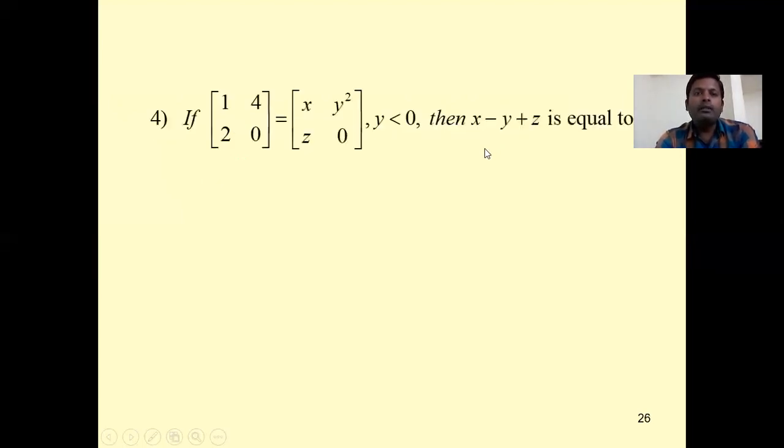The fourth one is the same as the first question. 1, 4, 2, 0, x, y square, z, 0. The result is 1. We go to the assignment.